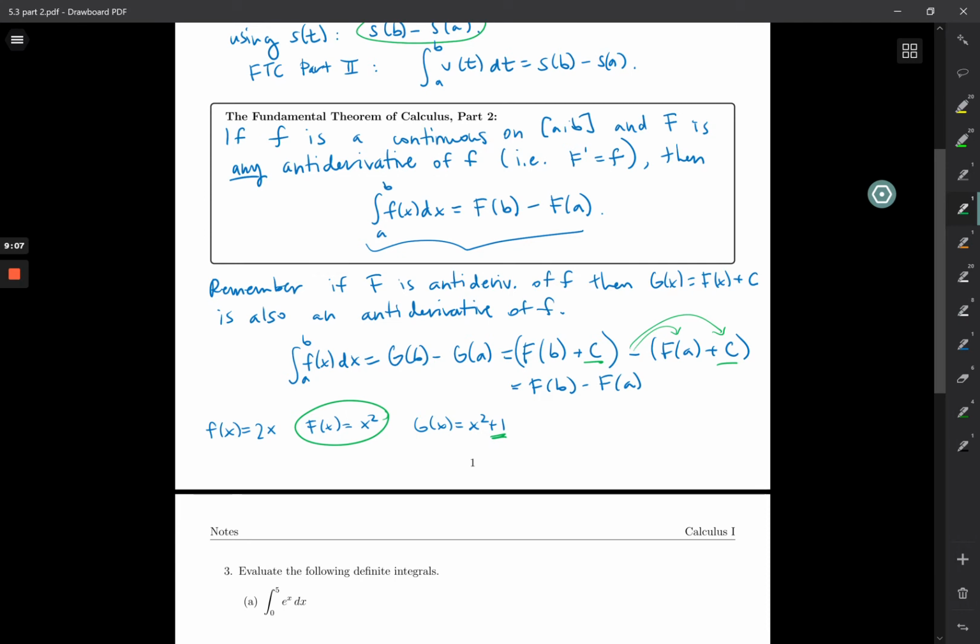So let me write this out. So in practice, use the simplest antiderivative. Okay. And so we will do some examples in a second.